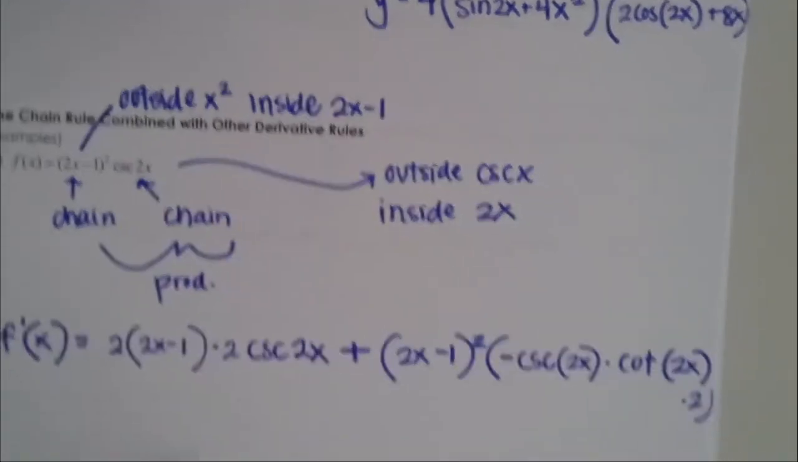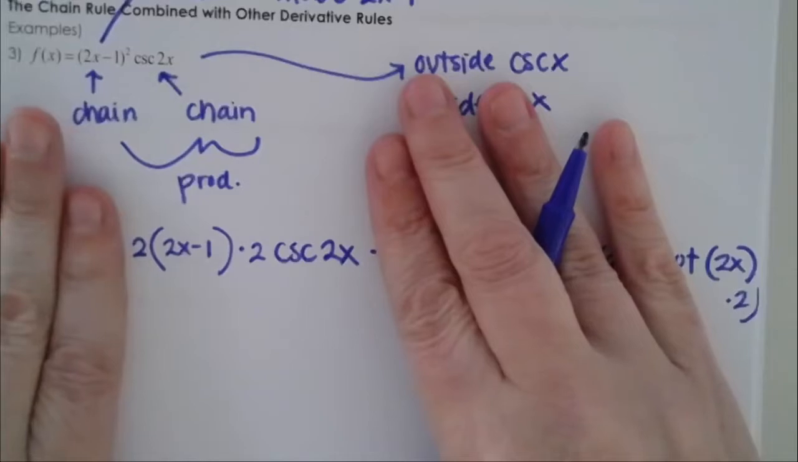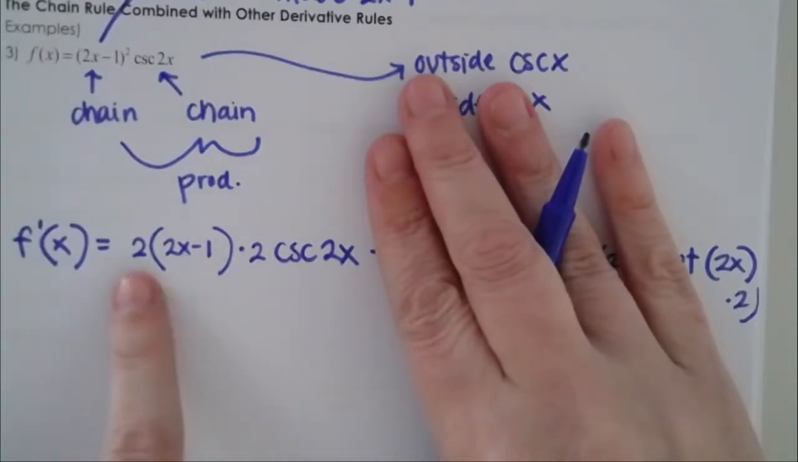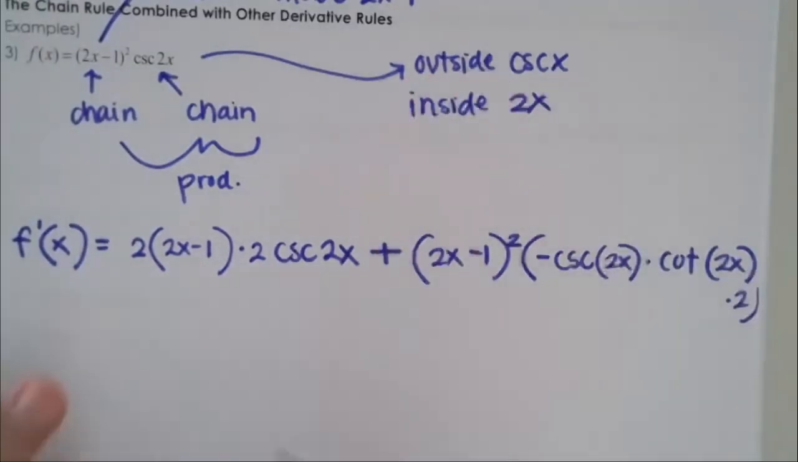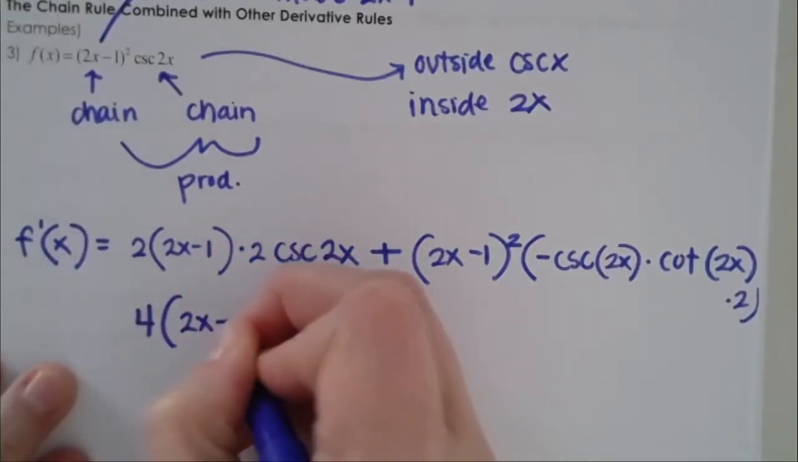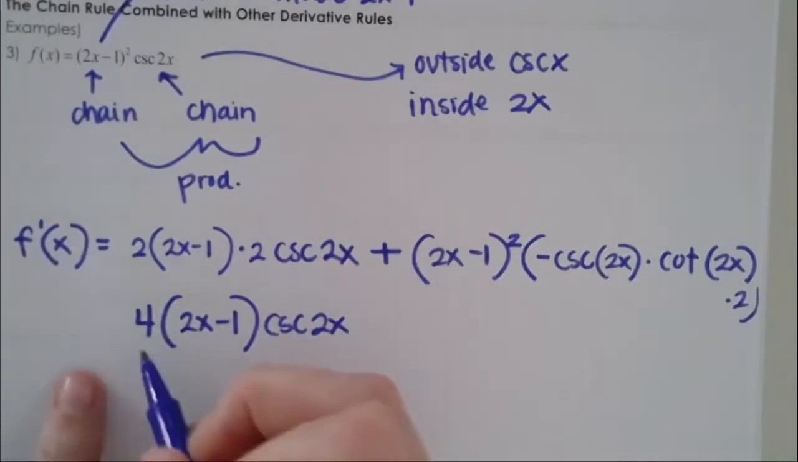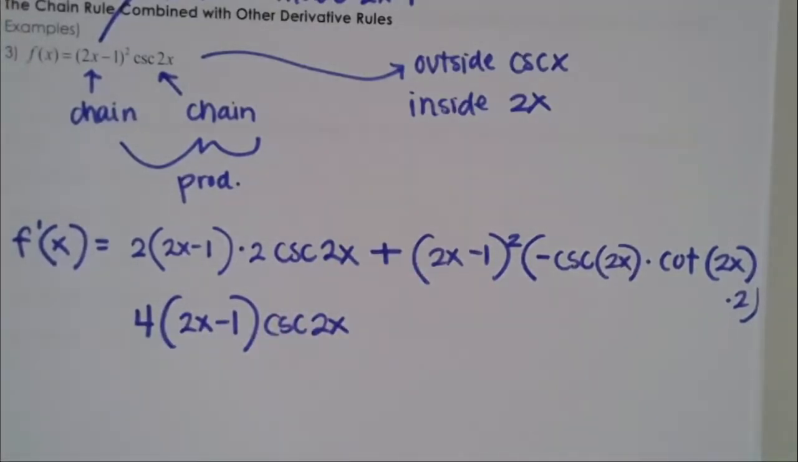Now the only thing we have to do is make this look a little bit nicer. I'm going to look at this side of my plus sign first. So I have a 2 times 2. I could go ahead and make that 4. I'm going to leave this as 2x minus 1 and cosecant 2x right here. You could distribute that 4 if you wanted.